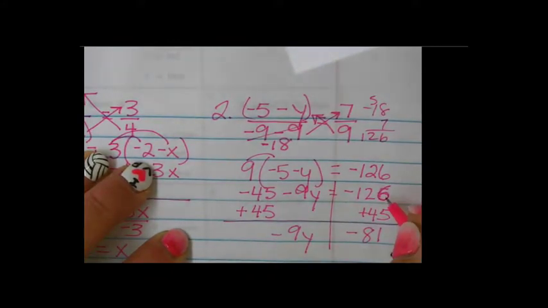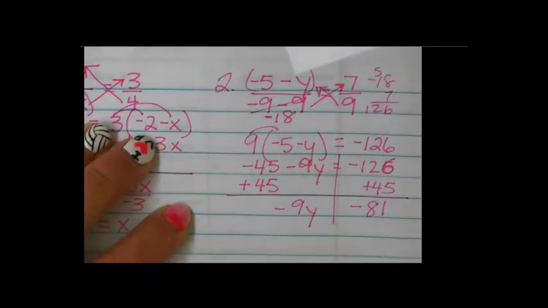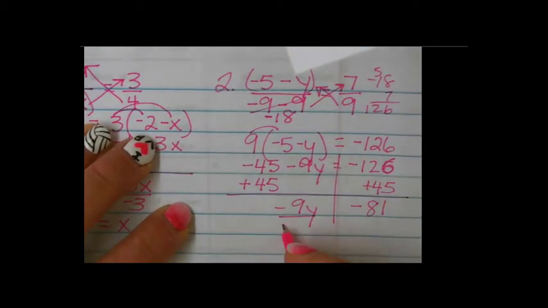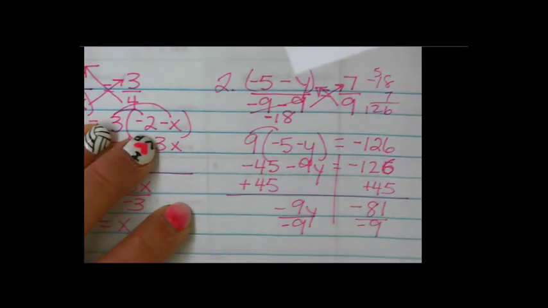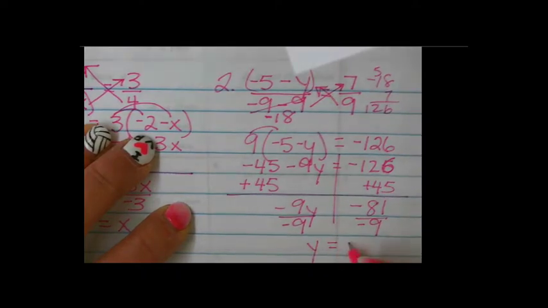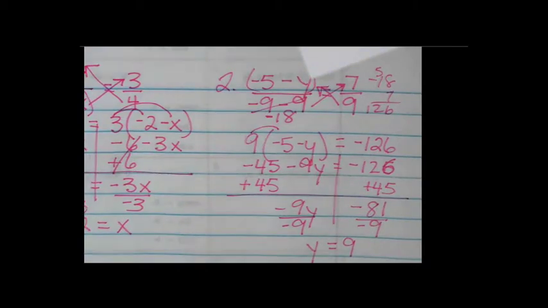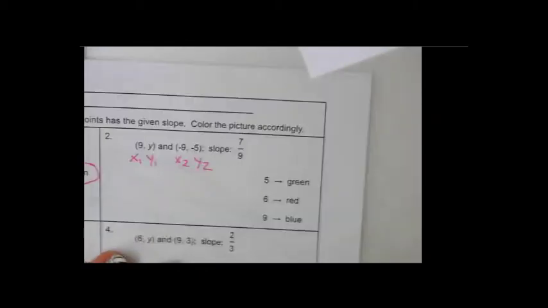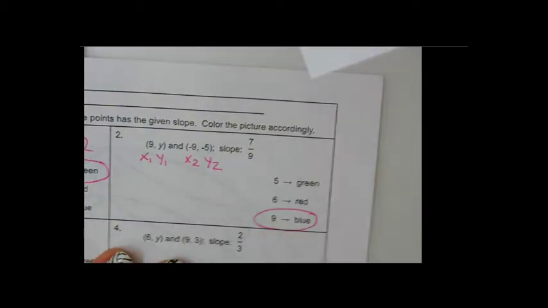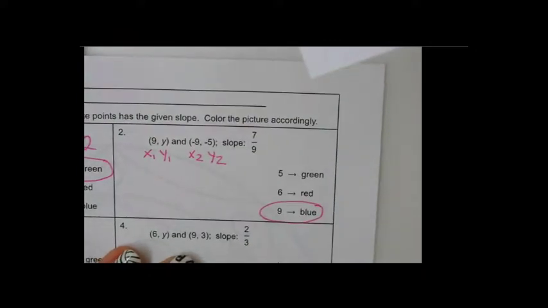Negative 126 plus 45 gives us that negative 81. And it's looking good because all of these will come out with no decimals. They'll come out even. So we'll divide both sides by negative 9. We get y equals 9. We go back to the worksheet. Woohoo! It's blue. And keep working. You're doing some higher level solving here. Awesome.